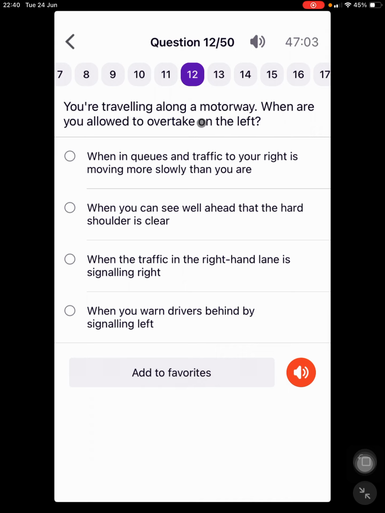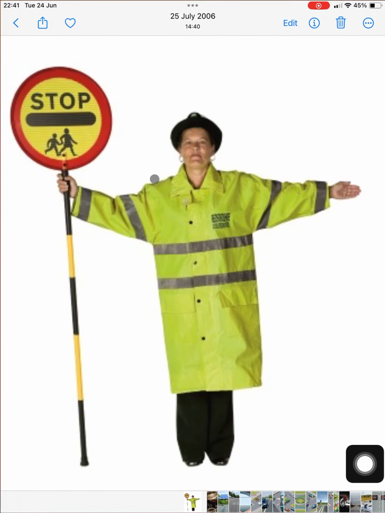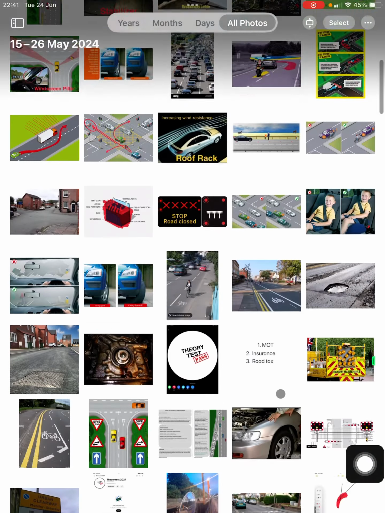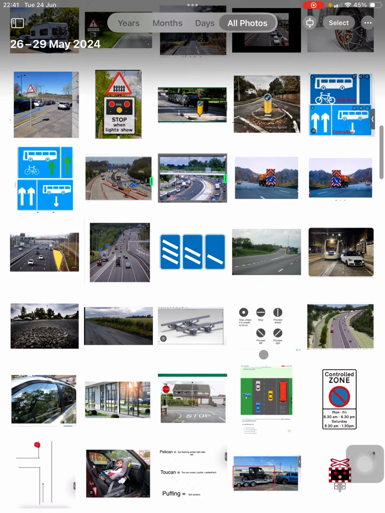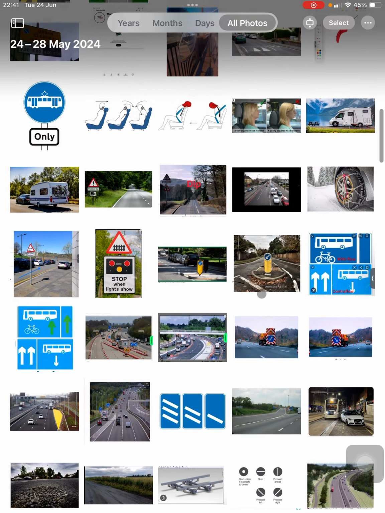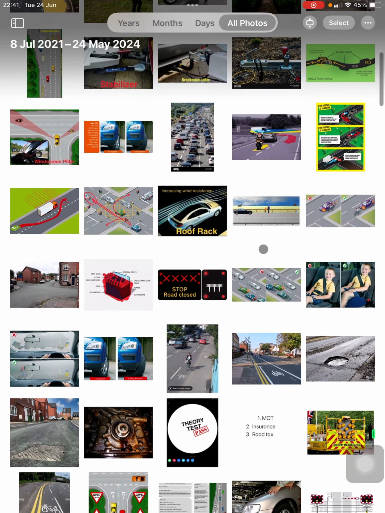You're traveling along a motorway. When are you allowed to overtake on your left? Okay, so this is a bit confusing. Let me just explain this, okay guys? So when can you overtake on your left on a motorway? Okay, let me just explain it.